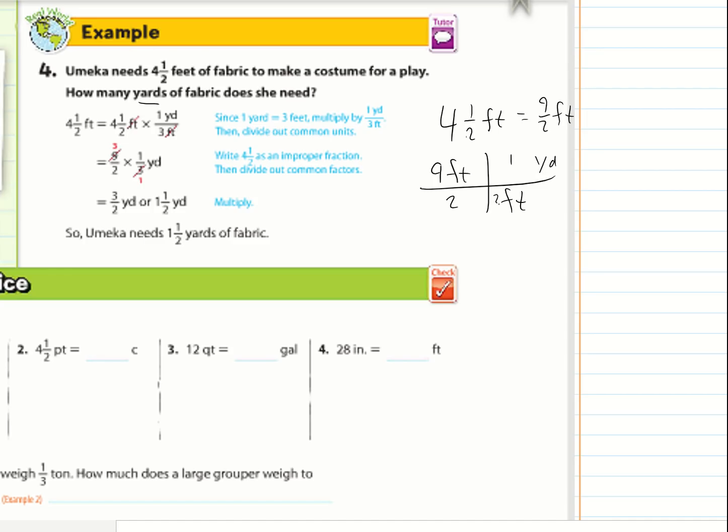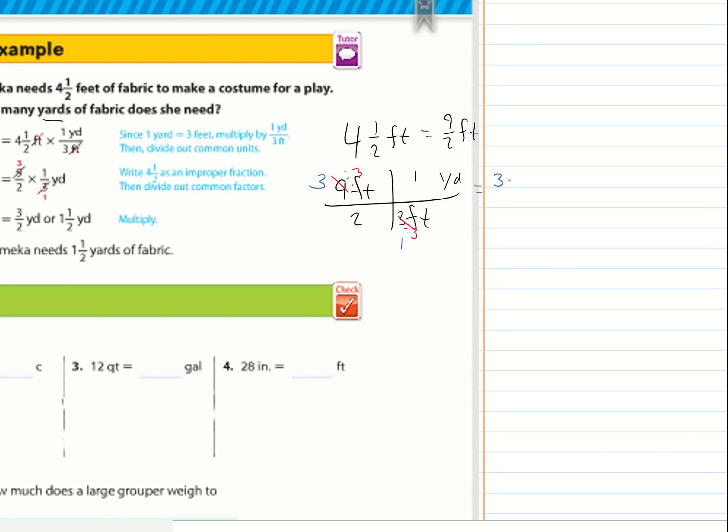So I know 1 yard equals 3 feet. And I do have some compatible numbers: 3 and 9 have a common factor of 3, so I can reduce this. That changes to a 3, and 3 divided by 3 is going to be 1. So now I have 3 times 1 yard equals 3 yards, and I have 2 times 1 equals 2. So I have 1.5 yards.